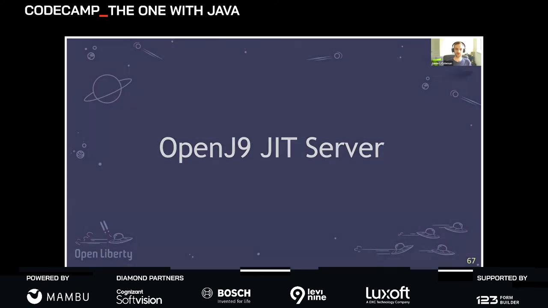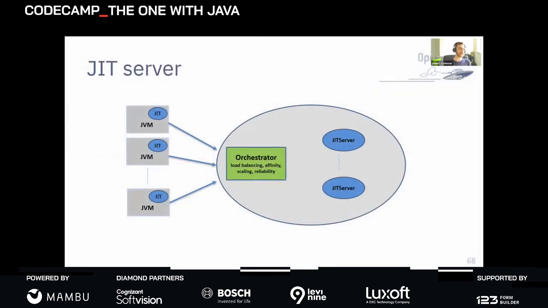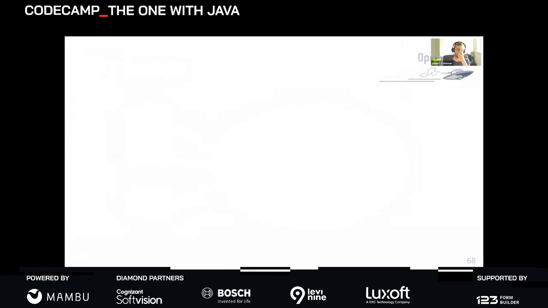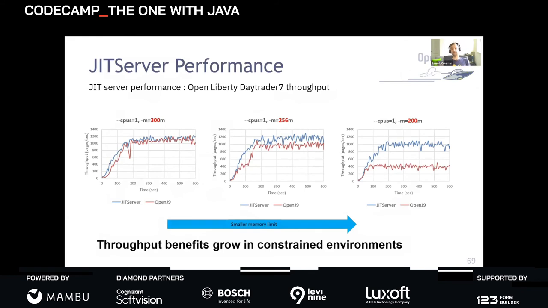And then finally onto the JIT server. So a JIT server basically allows you to offload compilation to essentially JIT servers. So how does that work? Let's first look at the benefits of a JIT server.